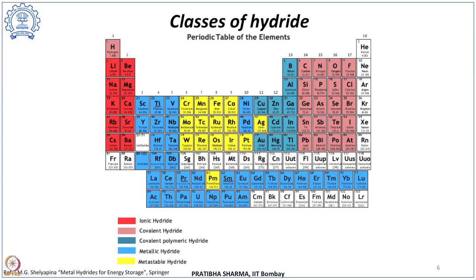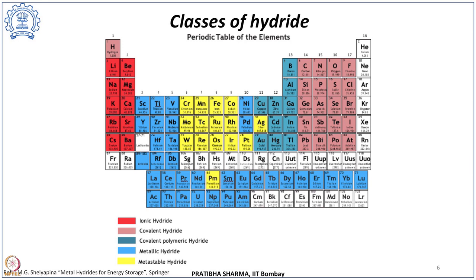Now, hydrogen, as we have seen in the very first class, has one electron in the 1s orbital, that is reactive and can react with many elements, almost all elements of the periodic table. Depending upon what sort of bond it forms, the hydrides formed can be classified. For example, the elements highlighted in red form ionic hydrides, elements in pink form covalent hydrides, those in blue form metallic hydrides, in teal they form covalent polymeric hydrides, and those in yellow form metastable hydrides.